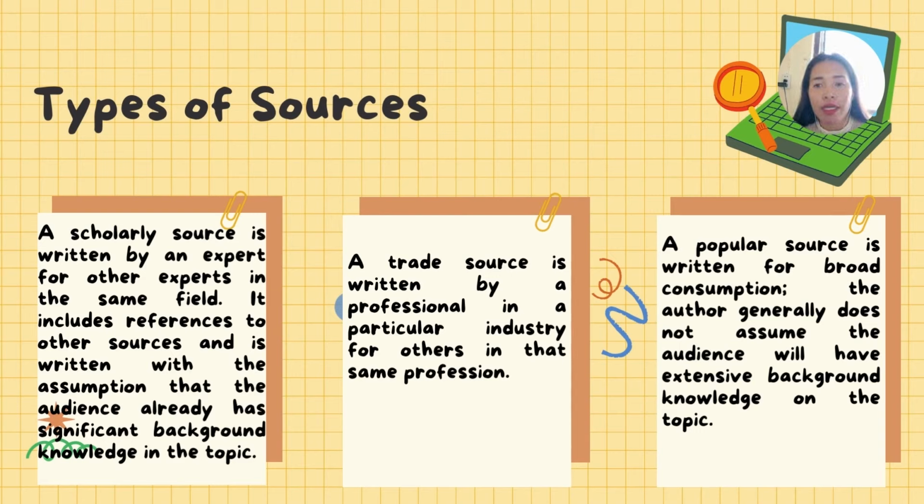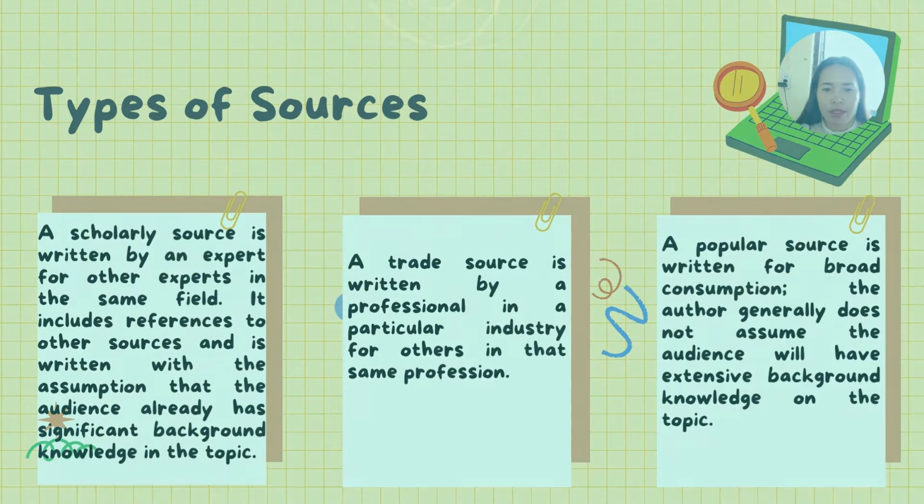Now, the third one is a popular source. It is written for broad consumption, and the author generally does not assume the audience will have extensive background knowledge on the topic. Okay, so those are the three different types of sources.